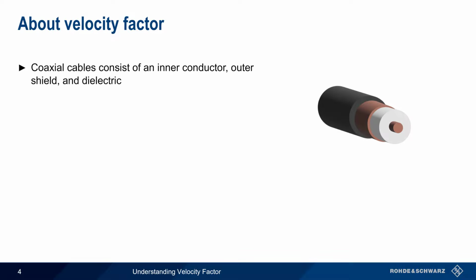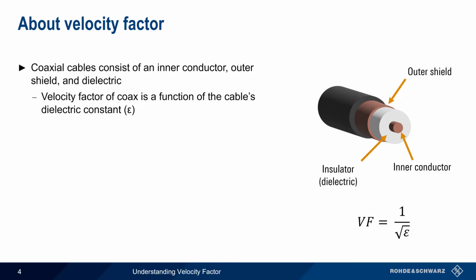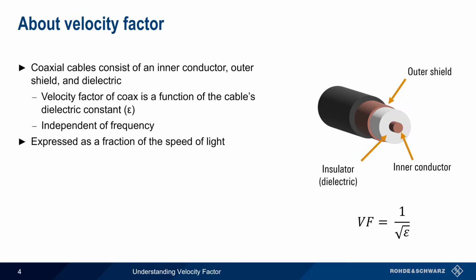Coaxial cables consist of an inner conductor, an outer conductor, and an insulating or dielectric material between them. The velocity factor of a coaxial cable is a function of that cable's dielectric constant, epsilon, and is independent of the frequency of the signal carried by the cable. Velocity factor is normally expressed as a fraction of the speed of light, and therefore is a unitless quantity between 0 and 1. Note that you may sometimes see velocity factor specified as a percentage as well.